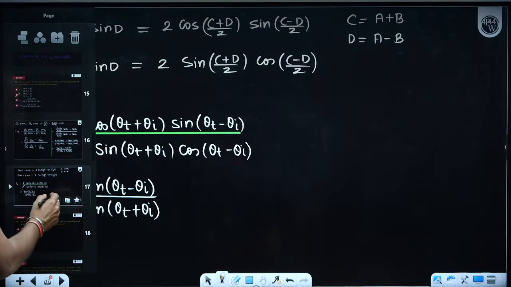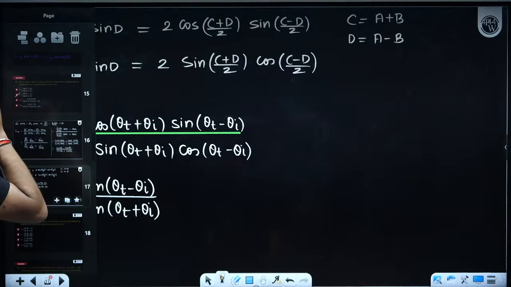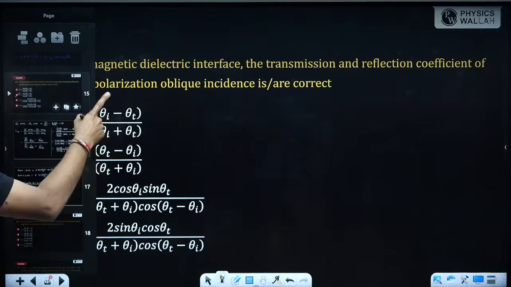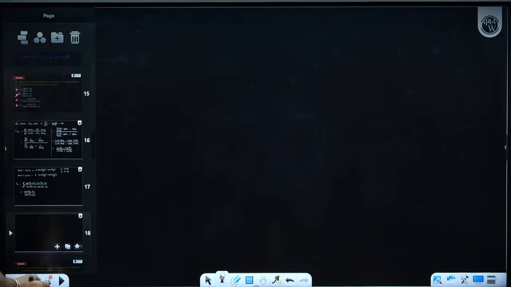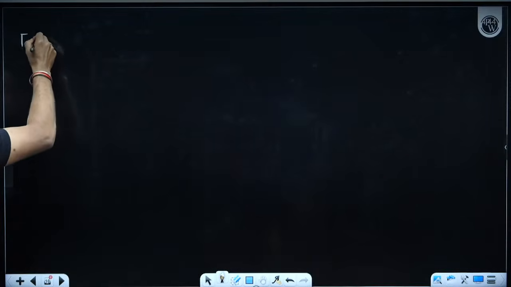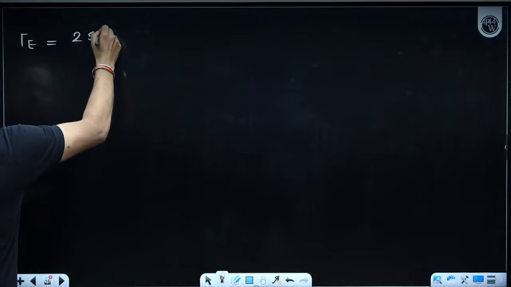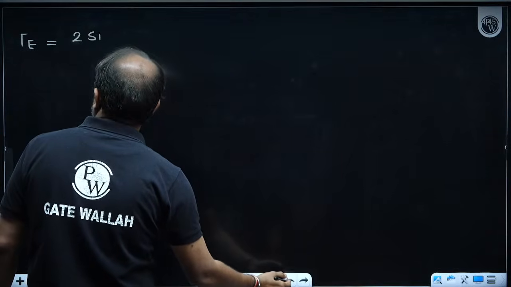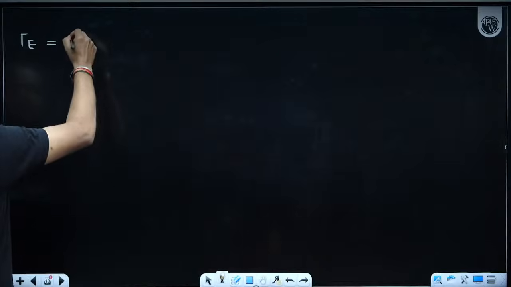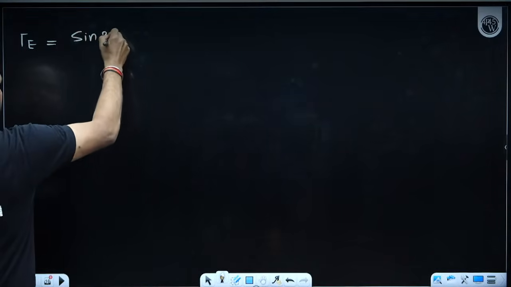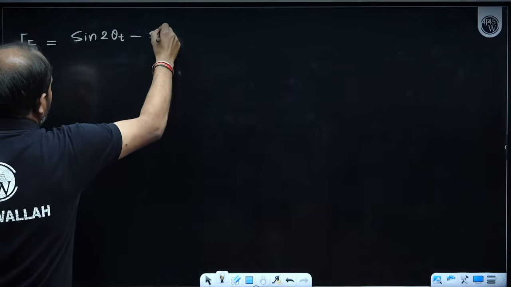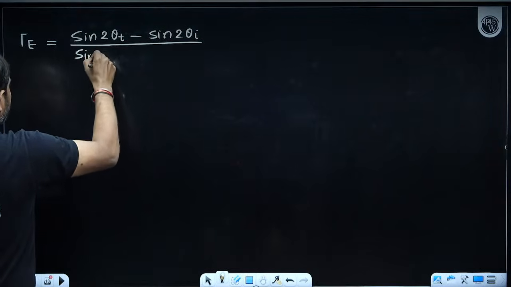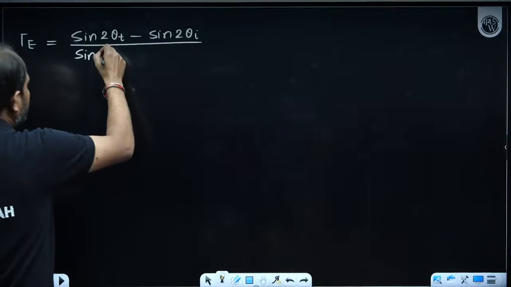Then they are asking for the transmission coefficient. Tau is equal to 2 sine 2 theta t, sine 2 theta I, upon sine 2 theta t plus sine 2 theta I.